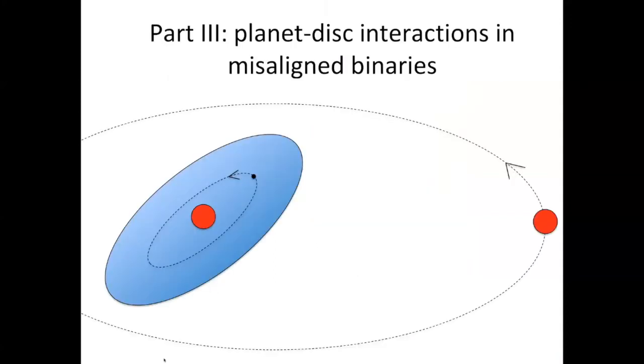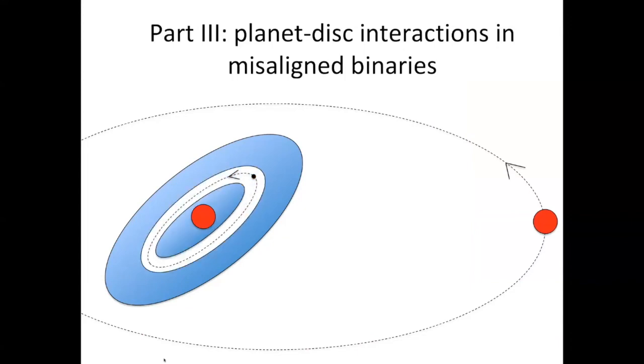So in the last part of my talk, I'd like to consider briefly planet disk interactions for planets that form in a misaligned disk around one component of a binary. Similar effects would apply to planets that form in misaligned circumbinary disks as well. So if the planet mass is sufficiently small that it doesn't open a gap, then the disk and the planet can remain coplanar.